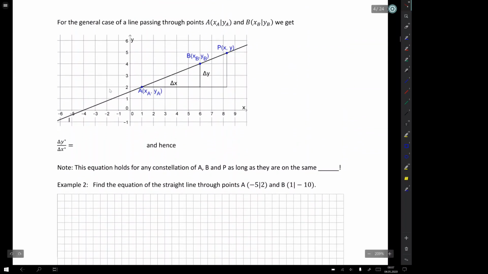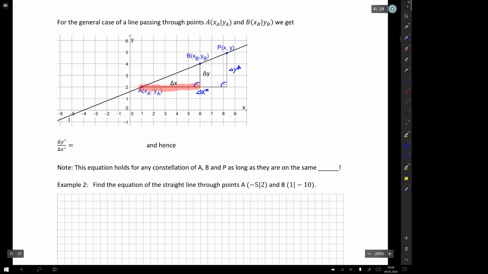So the sketch is actually the same, but the difference is now I assume A just to be some point and B a second point through which this line passes. So the coordinates of the point A are just xa and ya, and the coordinates of this point B here are xb and yb. We proceed exactly in the same way as before.